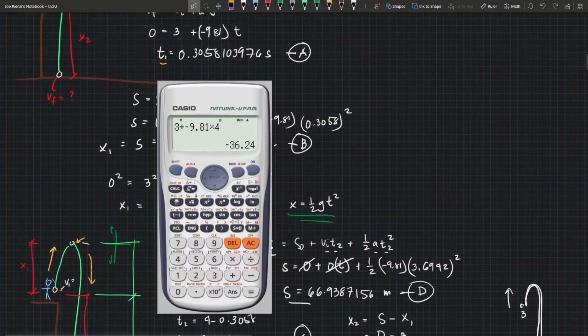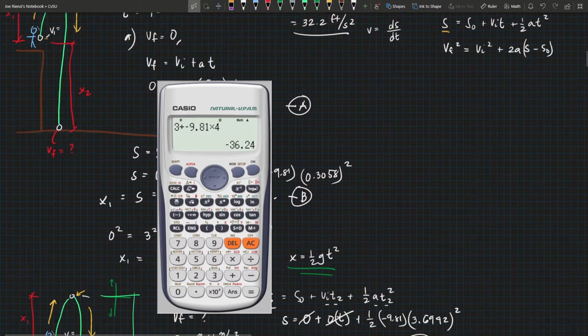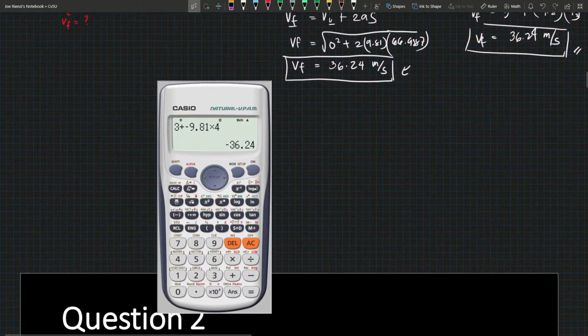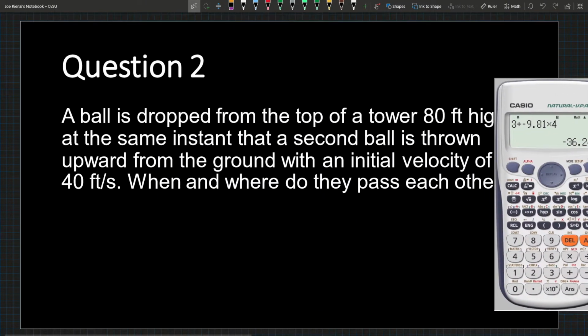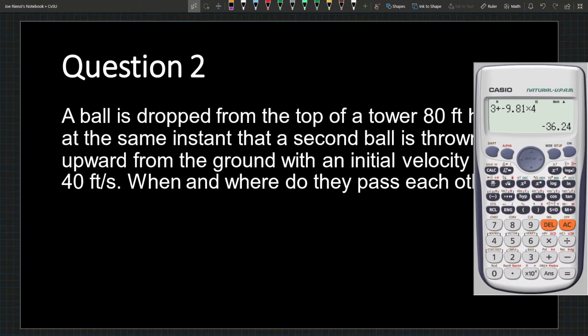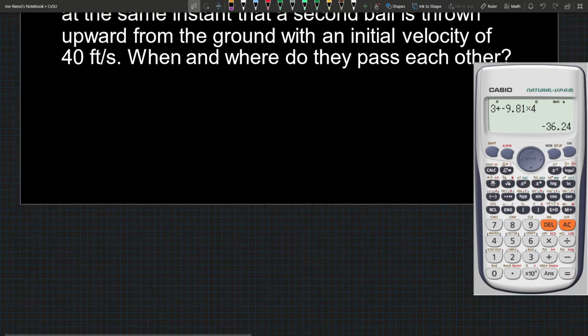Okay. As for our number 2, question: a ball is dropped from the top of a tower 80 feet high. At the same instant, a second ball is thrown upward from the ground with an initial velocity of 40 feet per second. When and where do they pass each other?